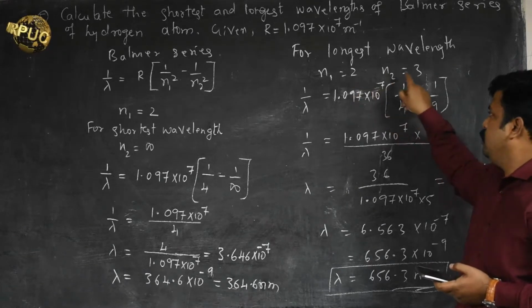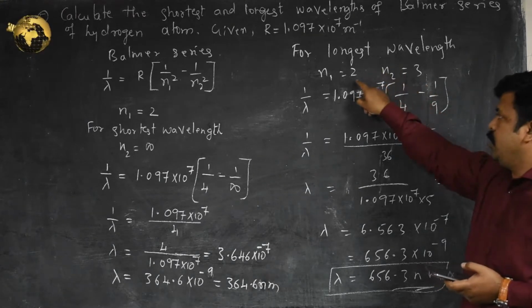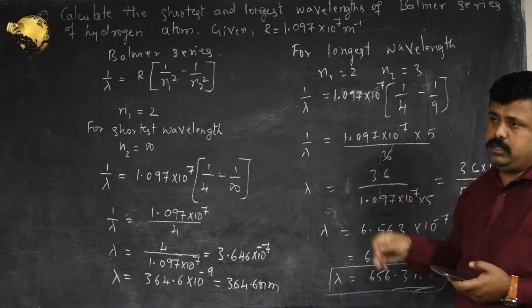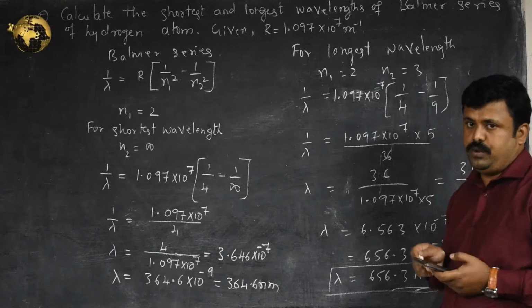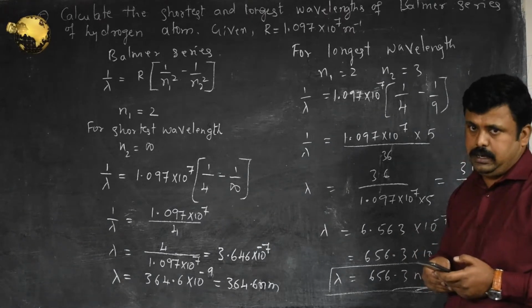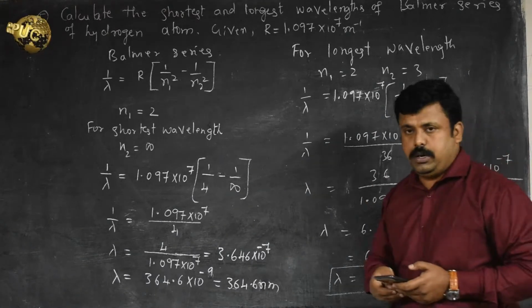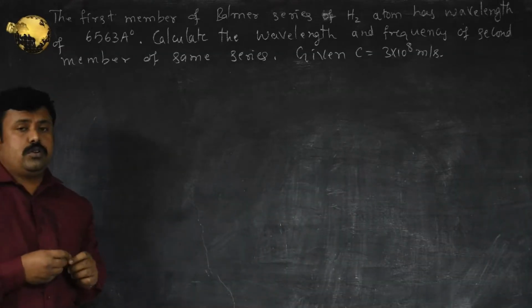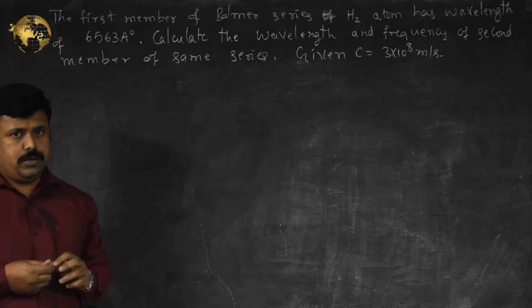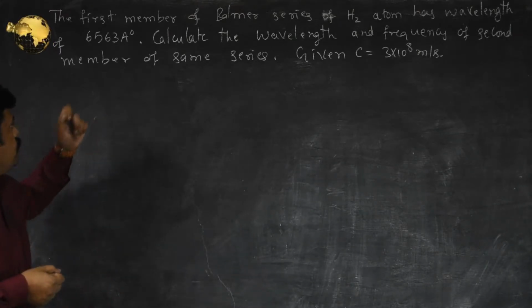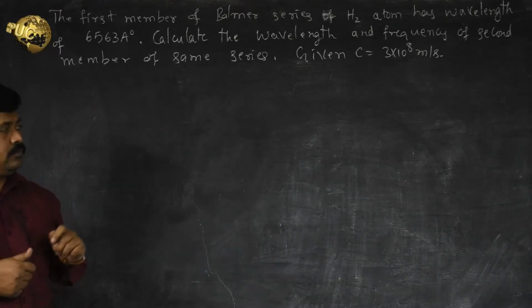If it is n2, this is going to be 3. For the Lyman series, n1 is 1, and n2 can be 2 for the longest wavelength, the very next line. Let's move on to the next numerical. Let's start question number 7 from the last two units, that is unit 9 and 10. It's a question from atoms.